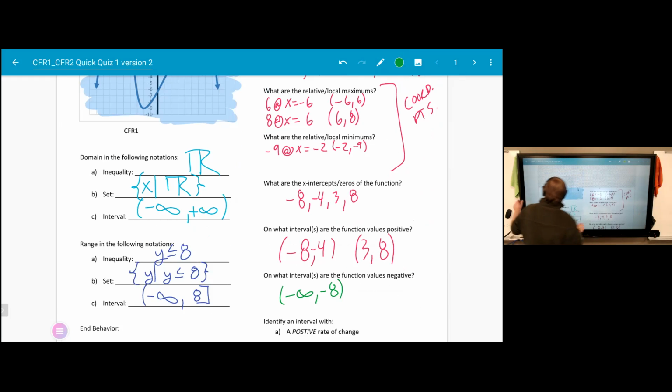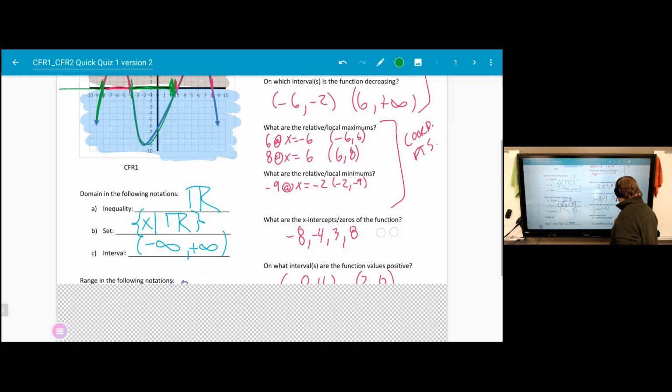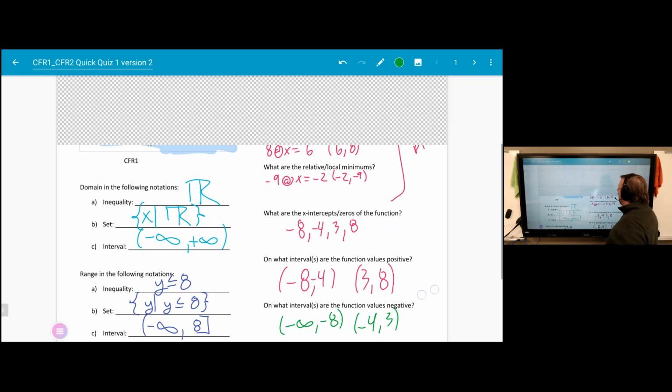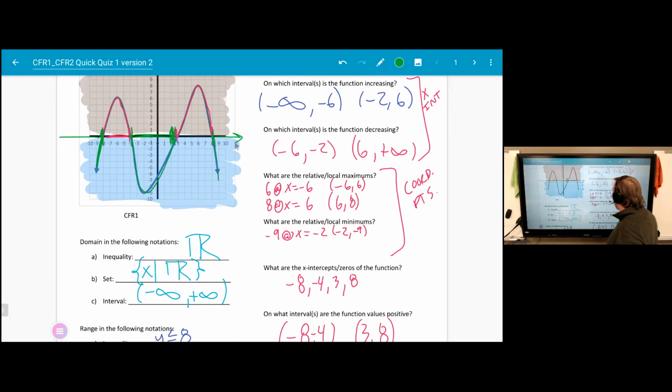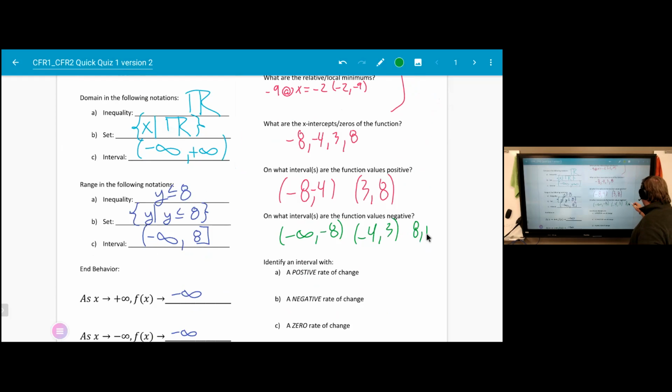Right? Because my function values are all down here, and then it's negative here. So from -4 until 3, sorry, -4 until 3, it is negative. We got one more section here, starting at 8 and continuing on for the whole rest of time. It is negative. So from 8 until positive infinity. Remember, we're describing the x values.